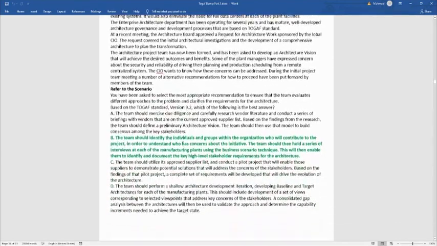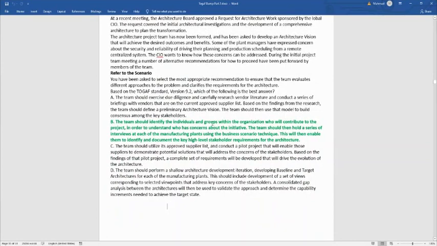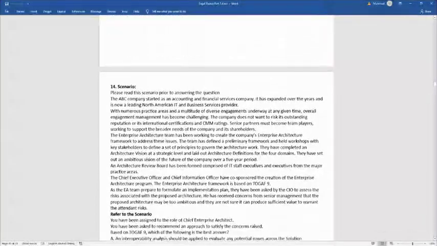The answer is B. The team should identify the individual groups within the organization who will contribute to the project in order to understand who has concerns about the initiative. The team should then hold a series of interviews at each of the manufacturing plants using the business scenario technique. This will then enable them to identify the key high-level stakeholder requirements of the architecture.